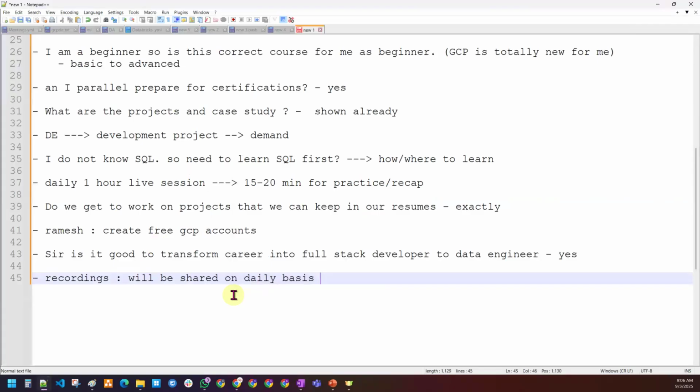It will be shared via the portal, and you will get to know where once you enroll for the course. These recordings will have a validity of 1 year, and the course materials will have a validity of lifetime. We are not taking any mock interviews at this point of time.